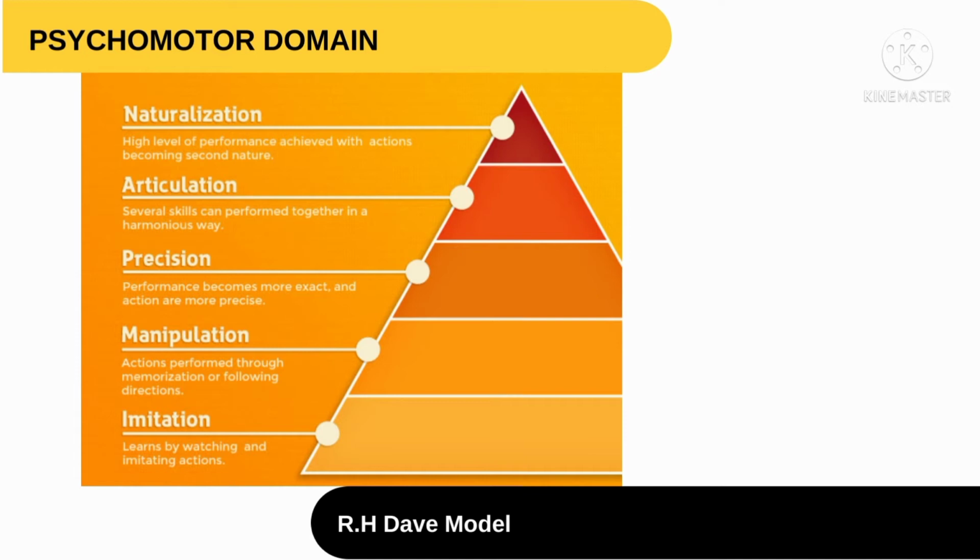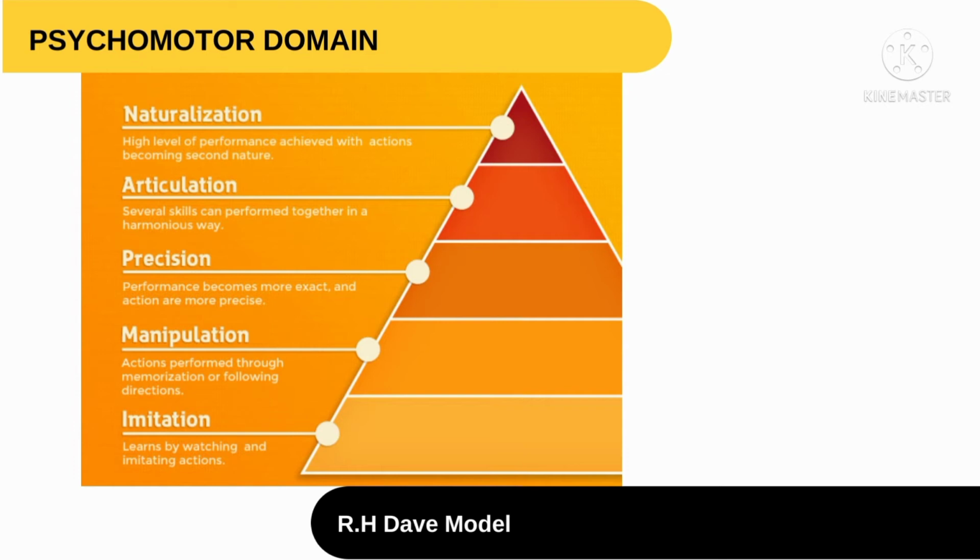In imitation, it is observing the behavioral patterns of other people, and an example of a learning outcome from this is the student can replicate the step-by-step procedure in the laboratory as executed by the teacher. The keywords that we can use in creating student learning outcomes are copy, follow, mimic, repeat, replicate, and reproduce.